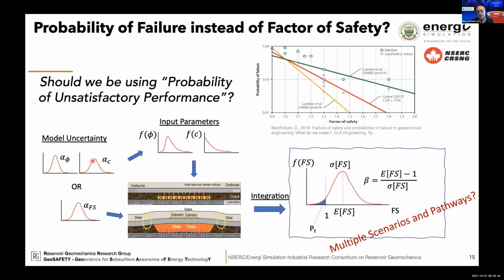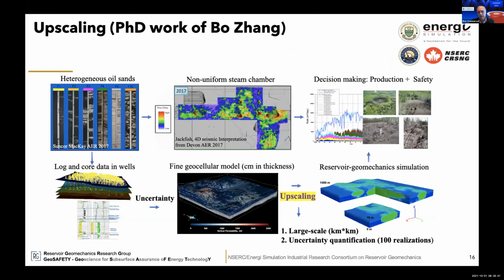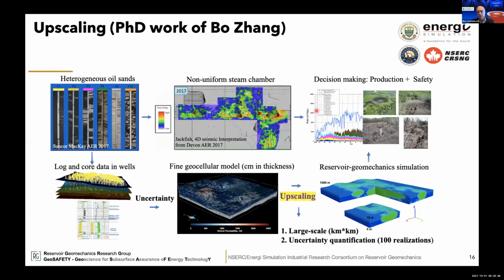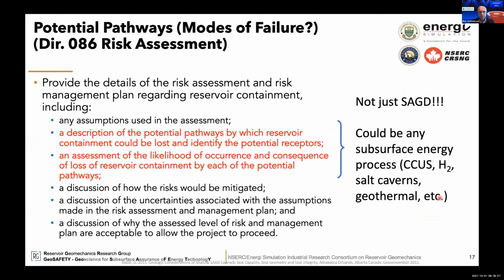Let's say we have just geostatistical realizations. We can generate a bunch of scenarios where we generate a distribution of factors of safety, and the area under the curve here represents a probability of failure. But we have multiple scenarios, multiple pathways. Some of the work we're trying to do in order to speed this up, so that you can run realizations like that, is a bunch of work on upscaling to allow us to do reservoir geomechanical simulations more quickly than are currently done.